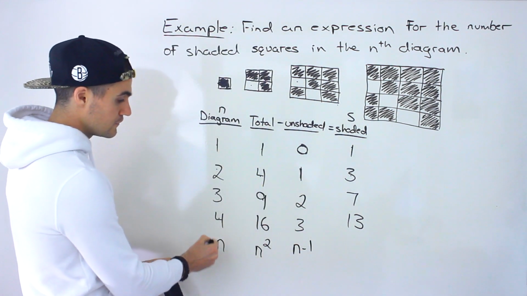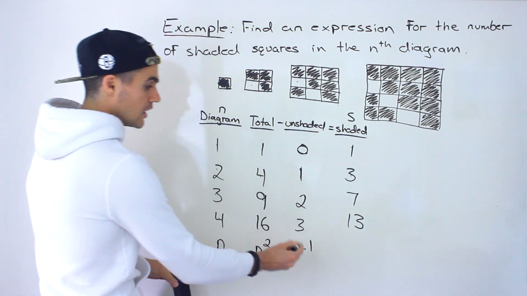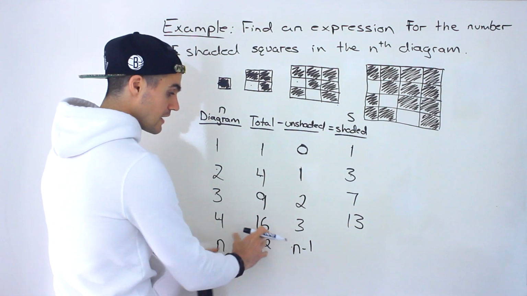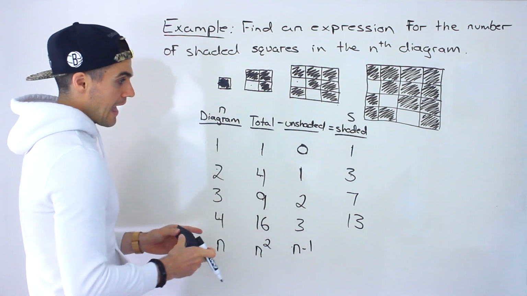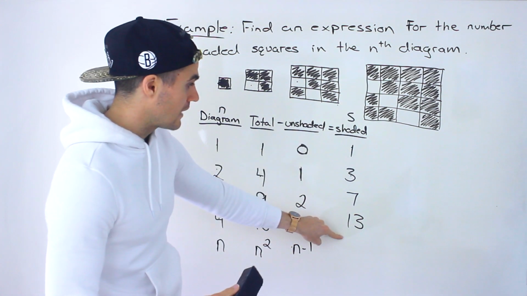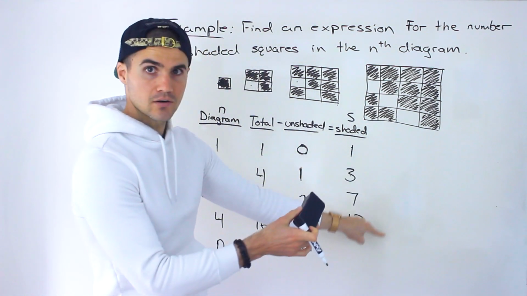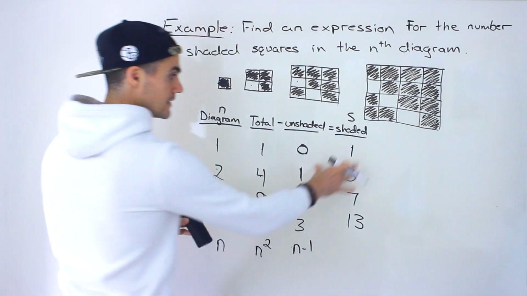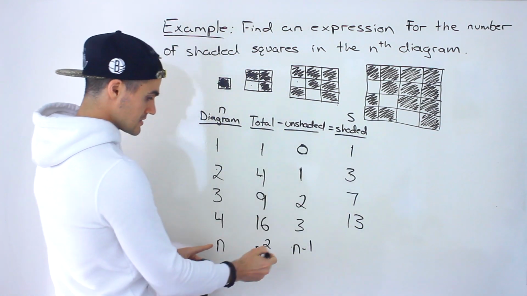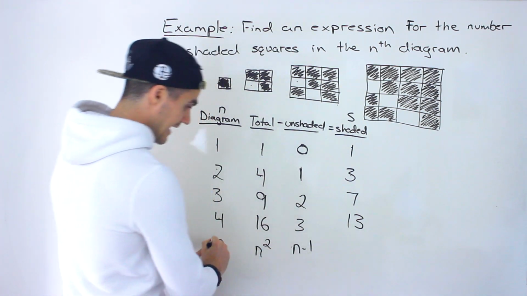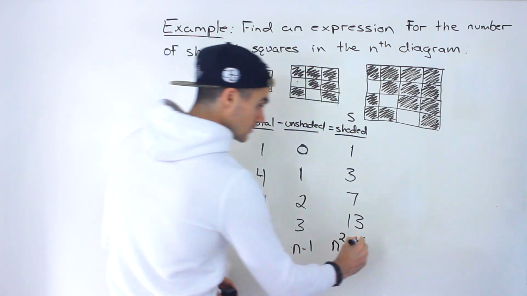So again, if we're dealing with a fifth diagram, 5 minus 1, there's going to be 4 unshaded regions. There's going to be 25 total, and then 4 unshaded. And then, how are we getting these values? Well, now instead of directly trying to figure out a pattern over here, we know that this column, as we stated earlier, is just this column minus this column. And so for the nth diagram, it's just going to be n squared minus this value, which is n minus 1.